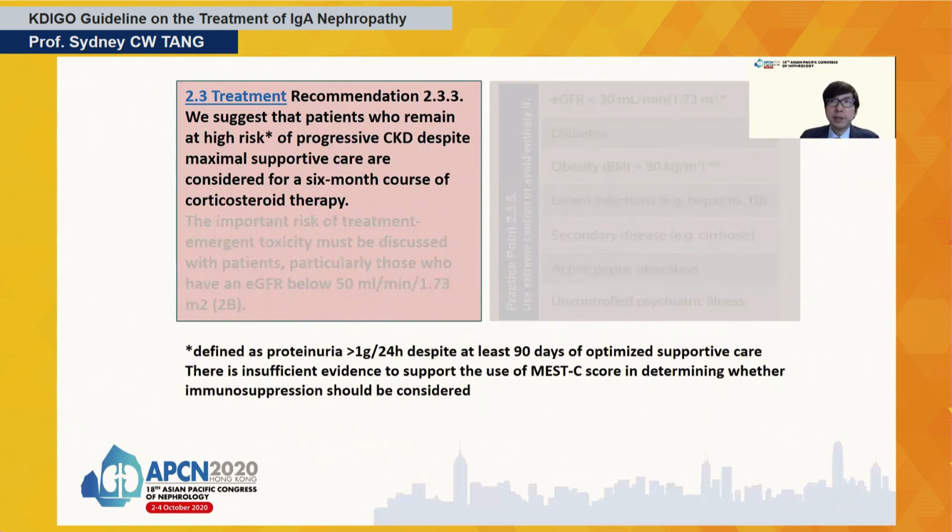Okay, the next treatment recommendation, also in the pink box here, is recommendation 2.3.3, which is a suggestion that patients who remain at high risk of progressive CKD, despite maximal supportive care, be considered for a 6-month course of corticosteroid therapy. High risk here is defined as proteinuria more than 1 gram a day, despite at least 3 months of optimized care. And once again, I need to stress that there is insufficient evidence to support the use of the MEST score in determining whether immunosuppression should be considered.